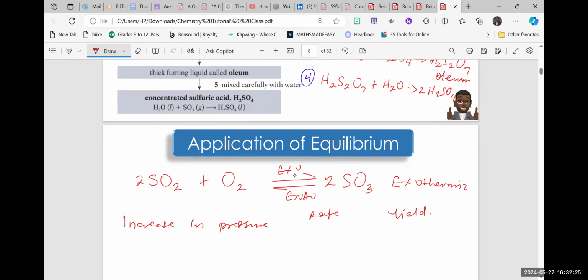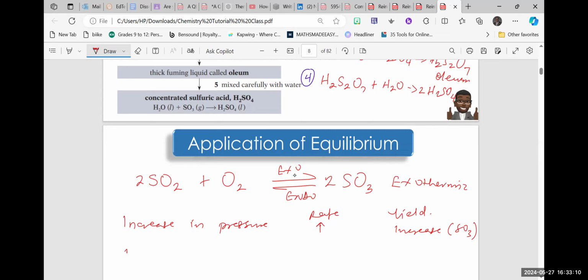So increase in pressure, right? When you increase pressure, what is the effect on rate? Rate increases. What is the effect on yield? Side with fewer moles. Good. So increase in pressure means equilibrium goes to the side with fewer moles, and the side with fewer moles is the side of our product. So pressure will increase yield, so we are going to have an increase in the yield of SO3. Is that taken? Good.